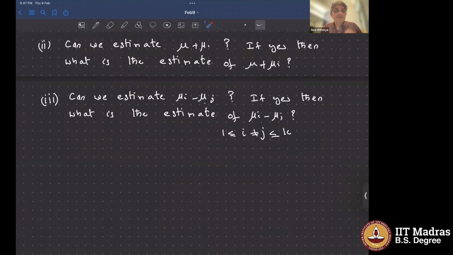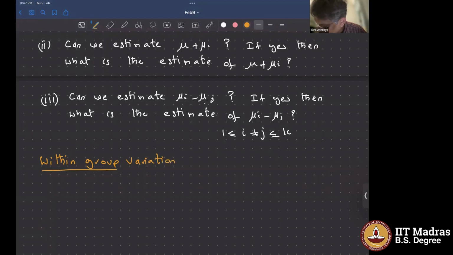So the first thing we will do is decide how to quantify within group variation. Okay, that's the first thing. So first, I'll try to understand within group variation. Okay, so what is this? This will take the variance of group i. So let's write this down. This is essentially the variance of group i.